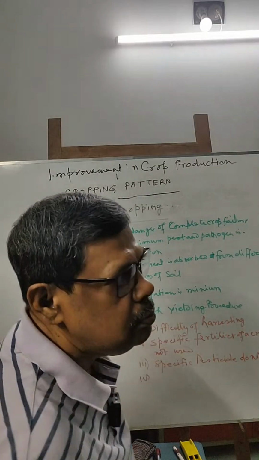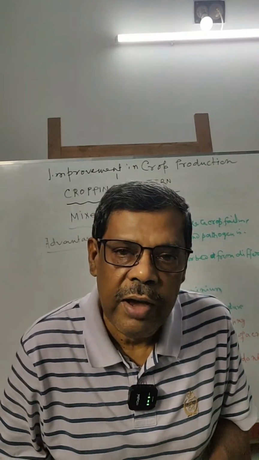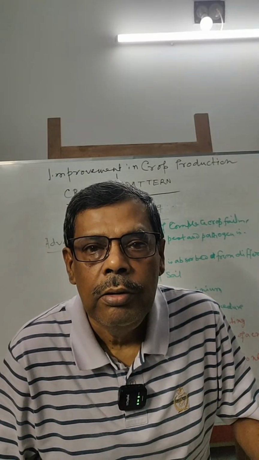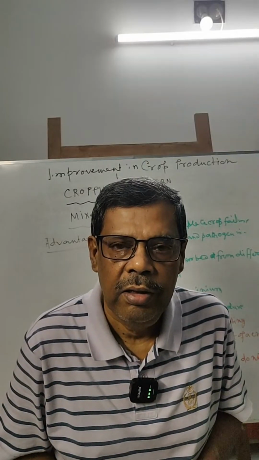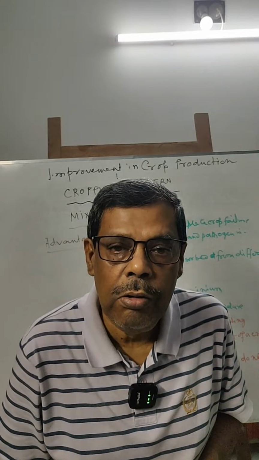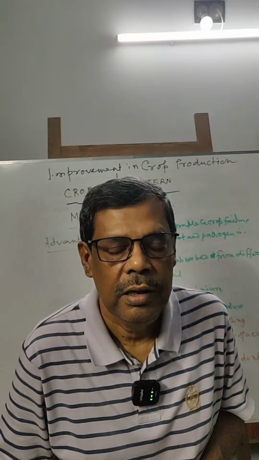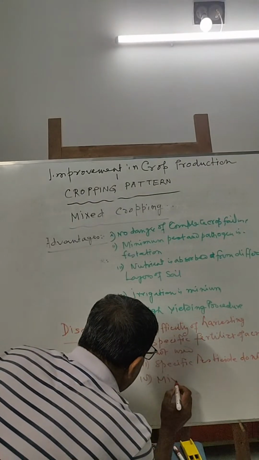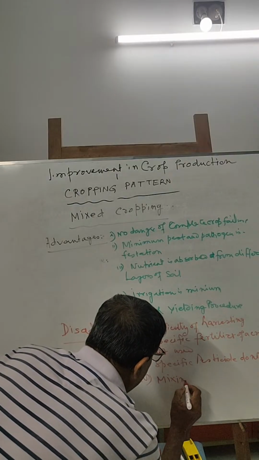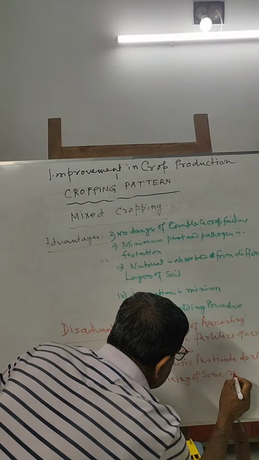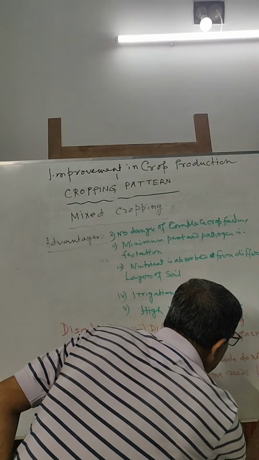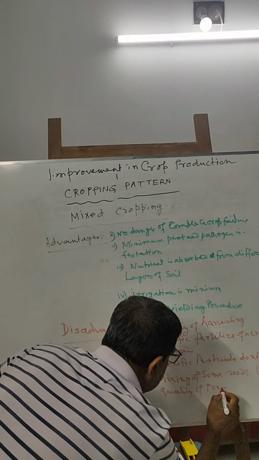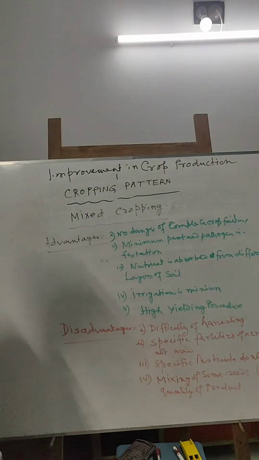Number 4, mixing of different seeds sometimes produces a product which is unnecessary, which is low cost, low quality food materials. Sometimes mixing of some seeds lowers the quality of product. These are the disadvantages of this process.